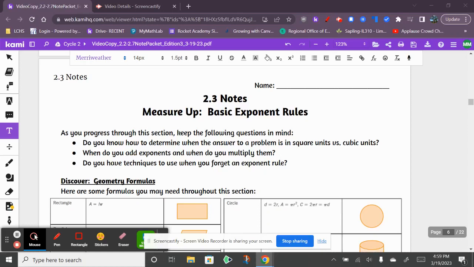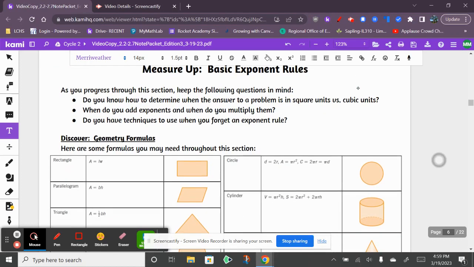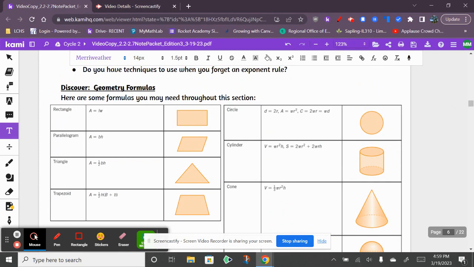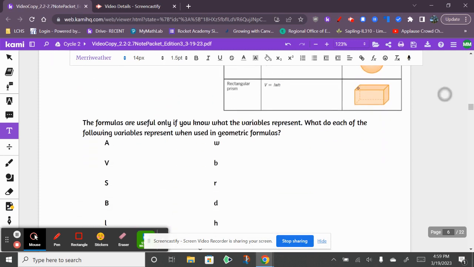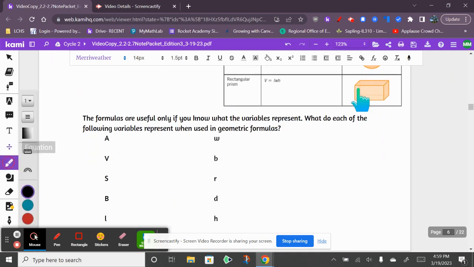Hi everyone, this is section 2.3. The first thing that we're going to do is go over some geometry formulas. Before we do that, I want us to go over what the letters mean.